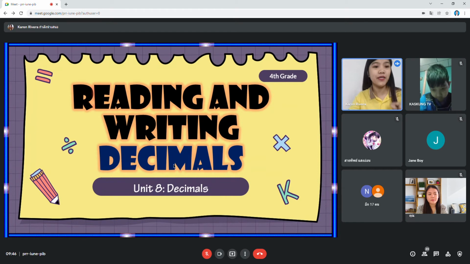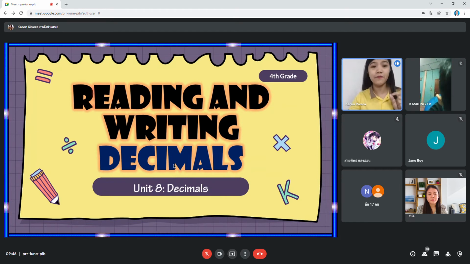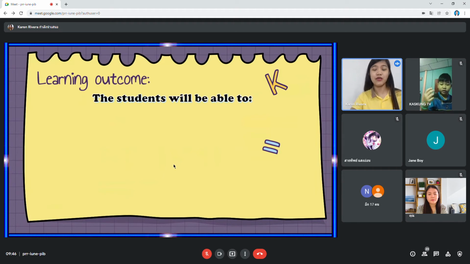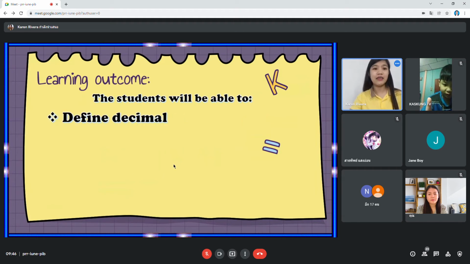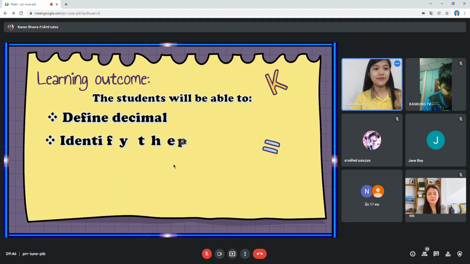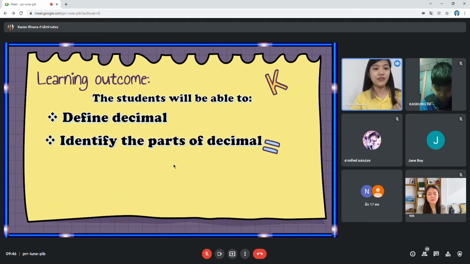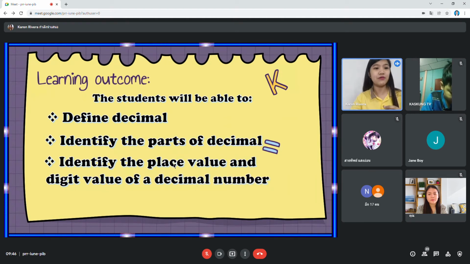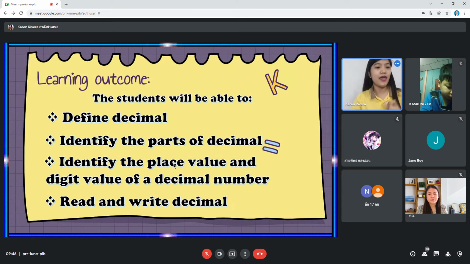You need to read and write decimals. But for now, I want you to read one by one, okay? I will call your name later. So again, for your learning outcomes, students will be able to define decimal, identify the parts of a decimal, identify the place value and digit value of a decimal number, and the last one, read and write decimals. This is our goal for today.